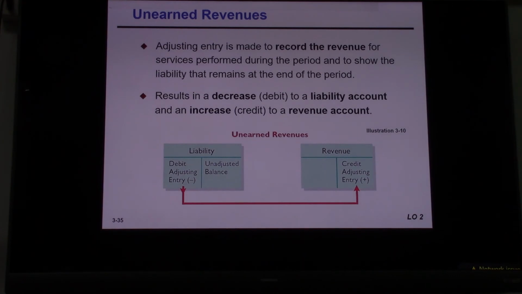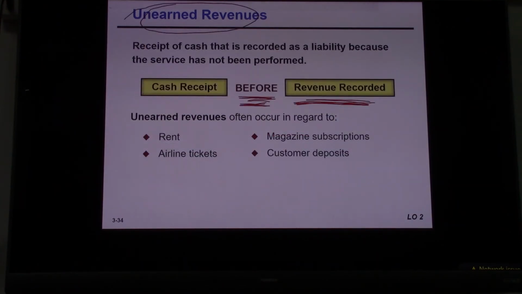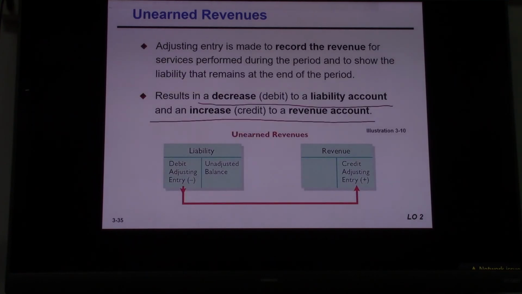And an adjusting entry should be made when the company performs a service, and this adjusting entry will result in decreasing or debiting a liability account and increasing or crediting a revenue account. So again, unearned revenue arises when you receive cash before you perform the service. In this case, you should do what? You are not allowed to record or to recognize revenue. Once you perform the service, an adjusting entry is required to record services performed during the period and to show that the liability decreased by this amount.